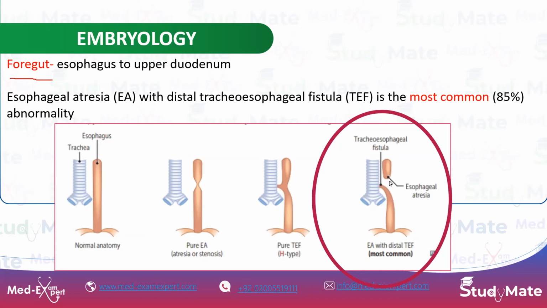But there are some anatomical abnormalities, some congenital abnormalities, which include pure esophageal atresia, pure tracheoesophageal fistula, or the most common, which is esophageal atresia with distal tracheoesophageal fistula.